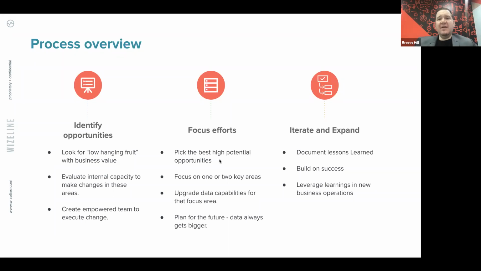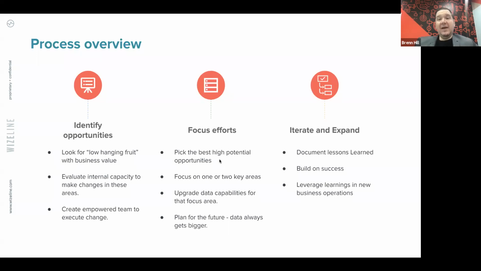And then once you've identified some opportunities, you need to focus your efforts. One of the things that a lot of companies do is they try to do too much, too quick, and they just don't have the skills, the energy, and the focus. Other things come up. So instead of trying to solve 10 business problems, just solve one or two. Be very focused, pick your best opportunities, and then devote resources to just those until it's done. And then use that as lessons learned to iterate and expand.